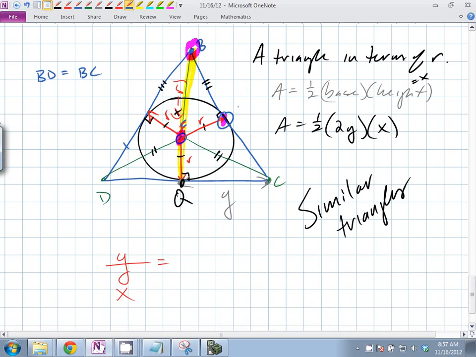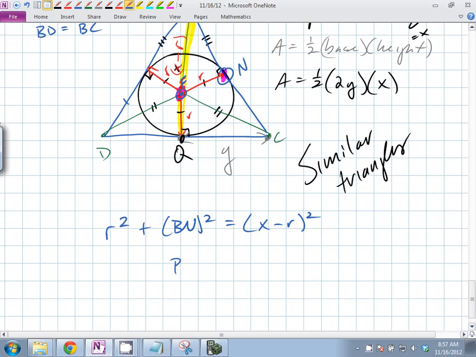N. How do you find the distance from B to N? You know that BNF is what kind of triangle? R squared plus F minus R squared. You know that R squared plus the distance from B to N squared is equal to X minus R squared, correct? So you know that BN is equal to the square root of X minus R squared minus R squared. Exactly, right. Nice.